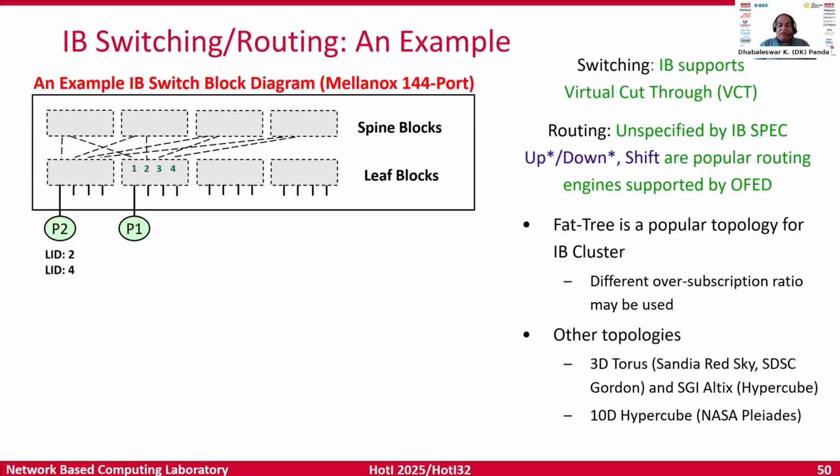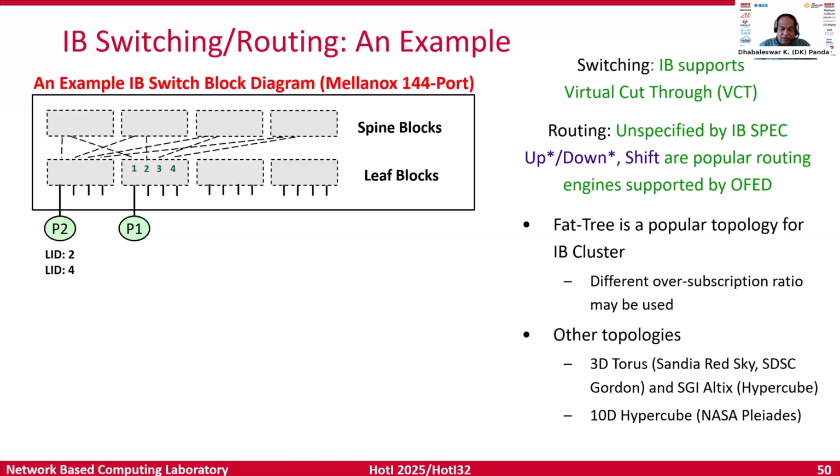So here is an example. Let's say these are very small, like a 144-port switch. You can think of these as the leaf blocks and these as the spine blocks. Broadly, InfiniBand supports virtual cut-through, and it can support any kind of routing. The base one is called up*/down*. You can have shift. Topology-wise, fat-tree is a very popular one, but you can also have 3D torus, dragonfly, hypercube, any kind of topology depending on your workload and configuration. Here it is trying to show this through an example. Let's say I have this P2. P2 can have one LID or multiple LIDs.